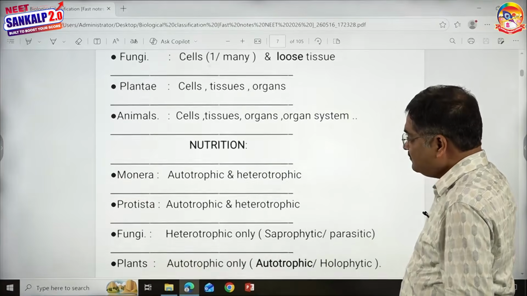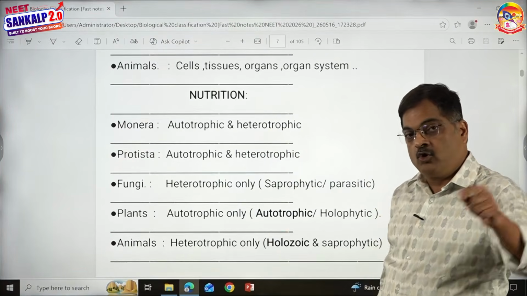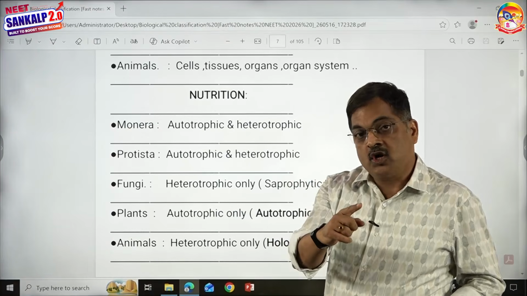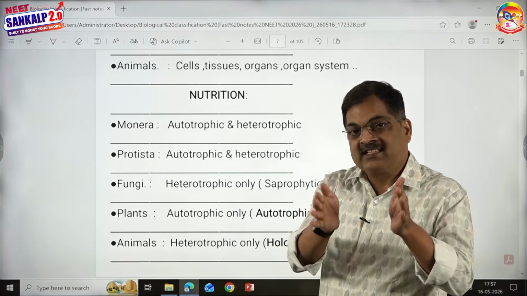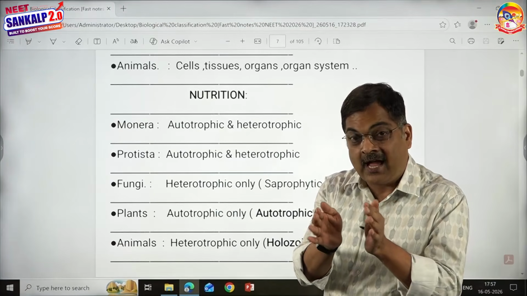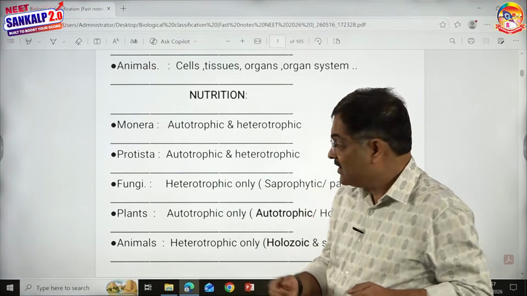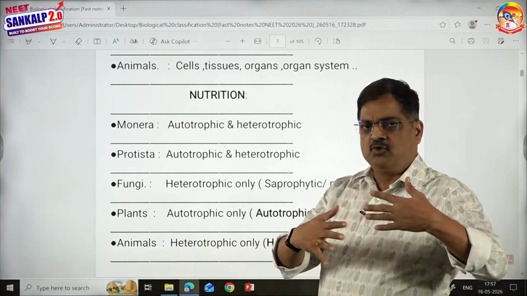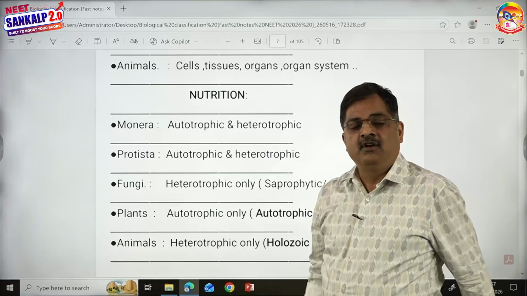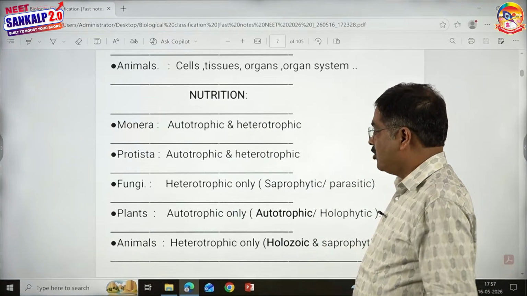Monera shows both autotrophic and heterotrophic nutrition. When we go to Monera, we'll be discussing that autotrophs are again 2 types, photoautotrophs and chemoautotrophs. That is characteristic of only monerans. I mean chemoautotrophs: in no other kingdom are you going to see chemoautotrophs. And heterotrophs may be saprophytic, parasitic or symbiotic. So you see a huge nutritional diversity. A very popular question in NEET with regard to monerans.